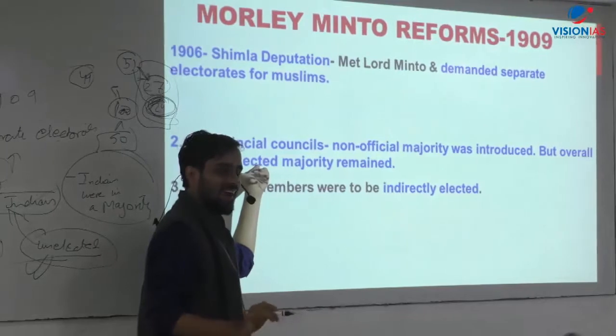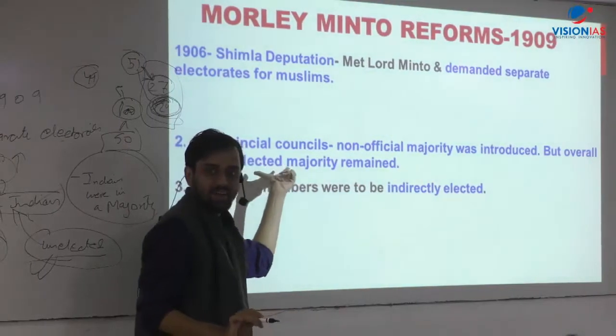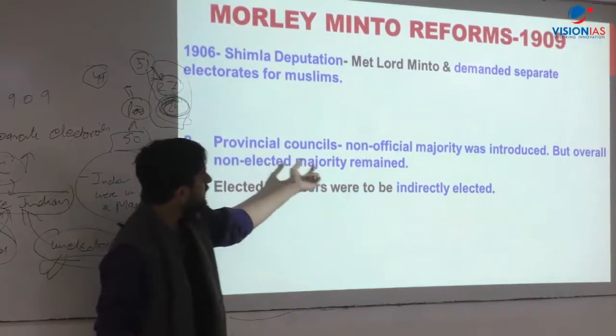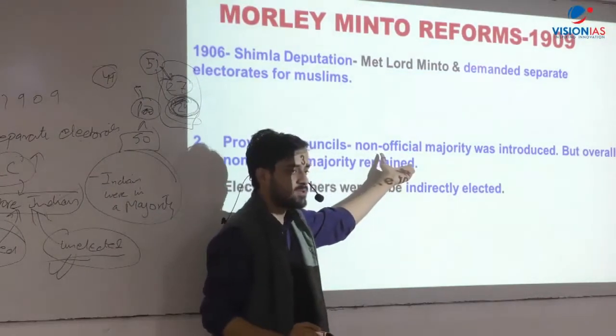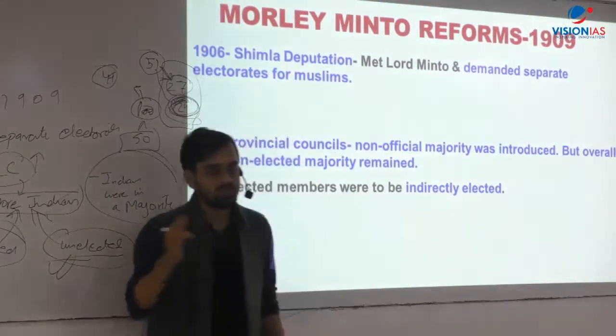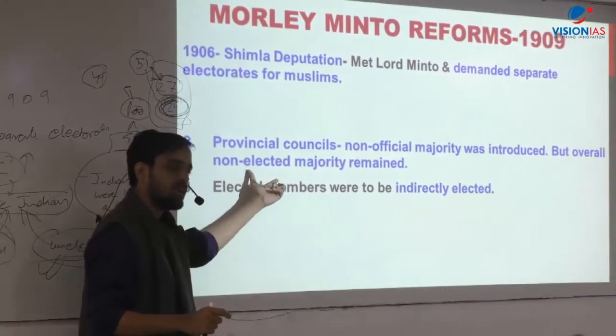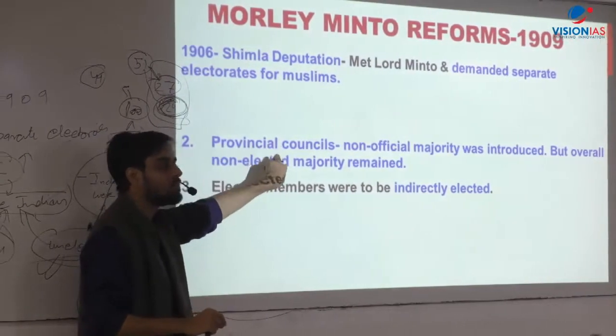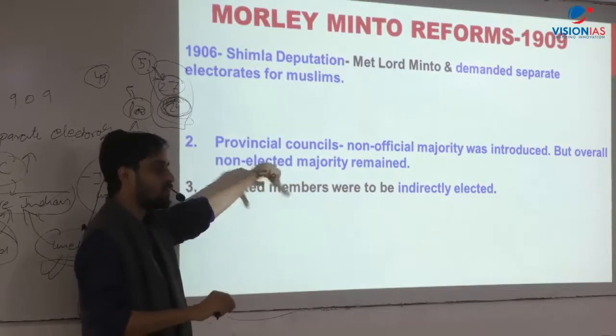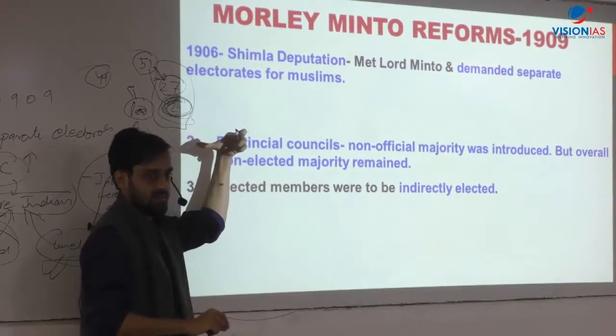Didn't you understand? That even the non-official majority was introduced. Non-official, meaning non-British majority, was introduced, but overall the non-elected majority remained. This is the same line that is written in your book. I'm just explaining to you the meaning of this line.